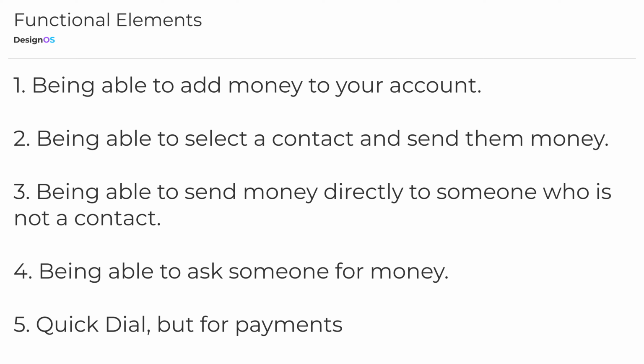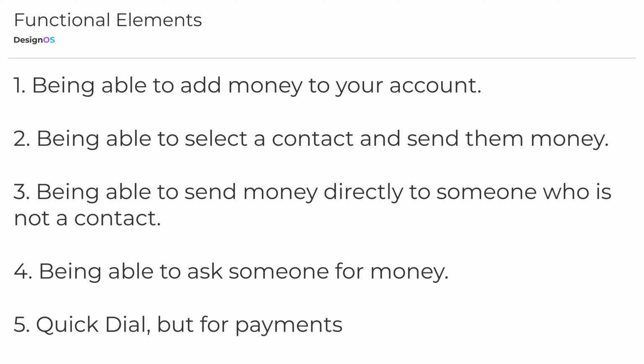Being able to send money directly to someone who is not a contact. You don't always know the person you're giving your money to. For example, you don't know all the shopkeepers that you give money to in the real world. So you need to be able to do that in a digital payments app as well. And you need to have some way to uniquely identify a person. So for our product, let's send the money to a phone number. This also means all users will need to have a phone number and need to sign into our app using their phone number.